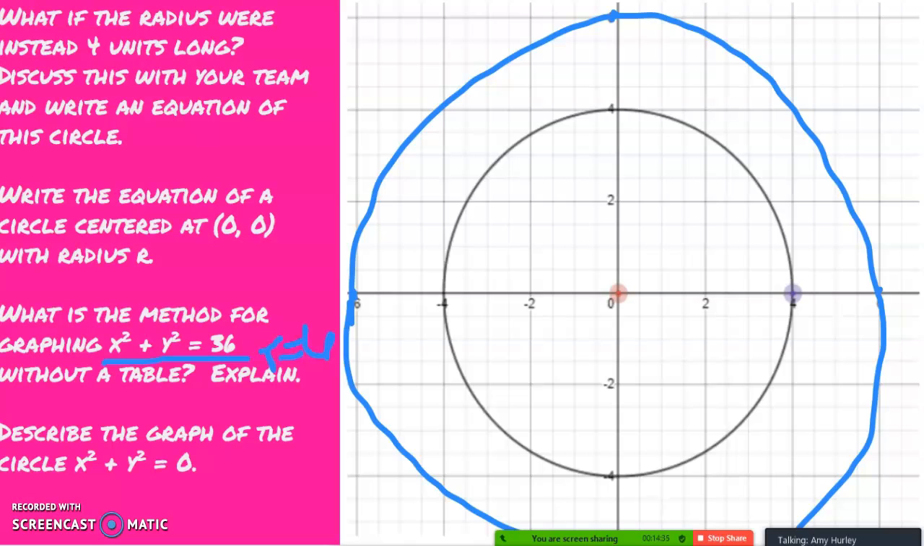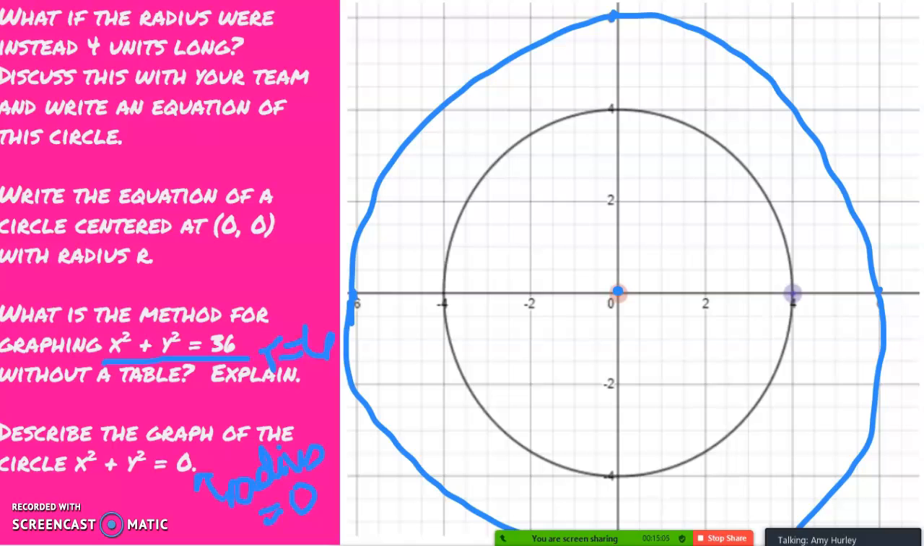What would the graph of x squared plus y squared equals 0 look like? Well, what's my radius? The square root of 0 is 0. What does a circle with a radius of 0 look like? It looks like that. It's just a dot, just a point at the origin. We call circles that have a radius of 0 a degenerate circle.